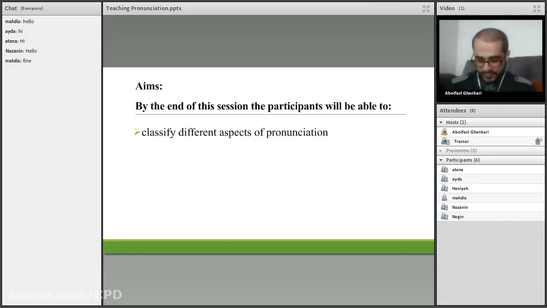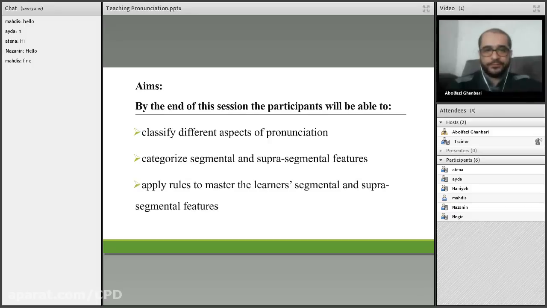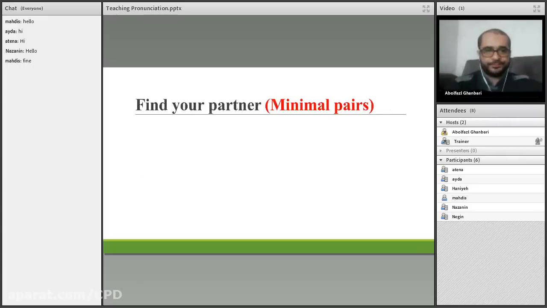Again, let me review the aims. These are the aims. Classify different aspects of pronunciation. Categorize segmental and suprasegmental features. Apply rules to master the learner's segmental and suprasegmental features.